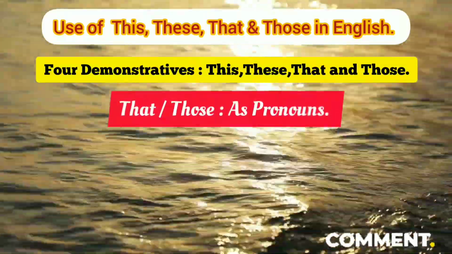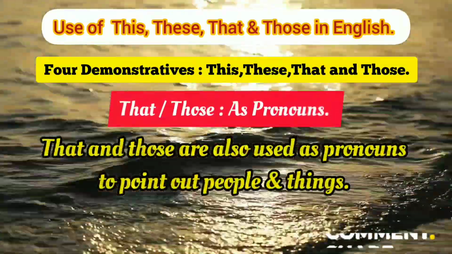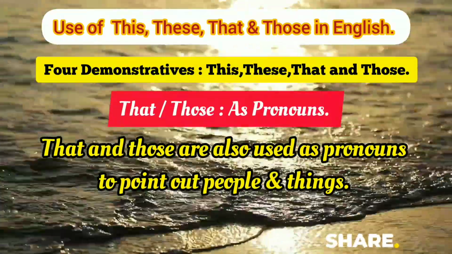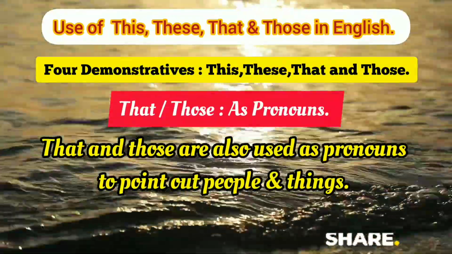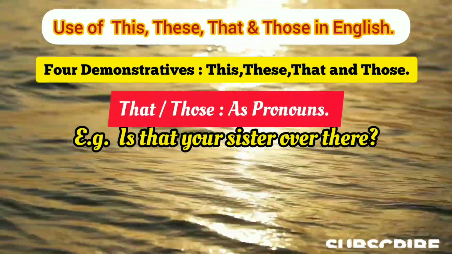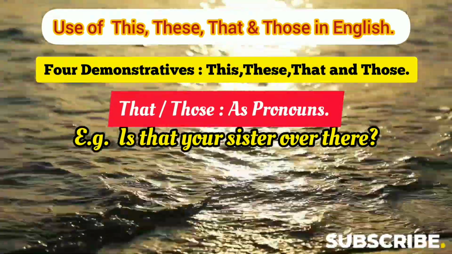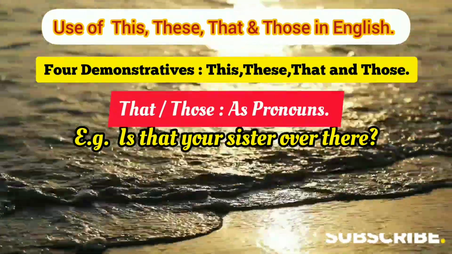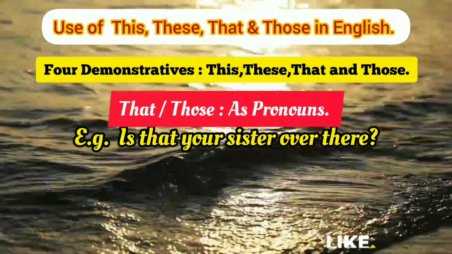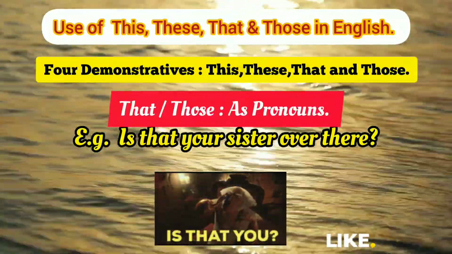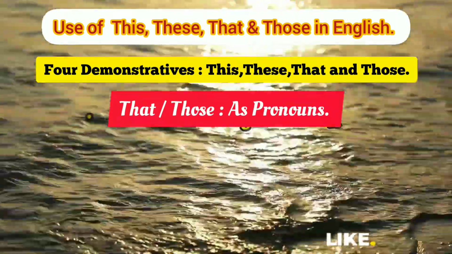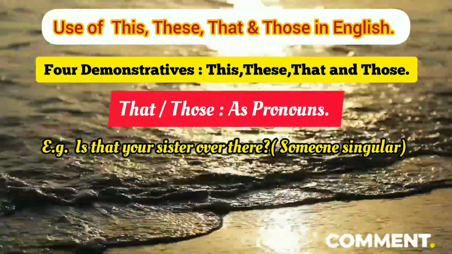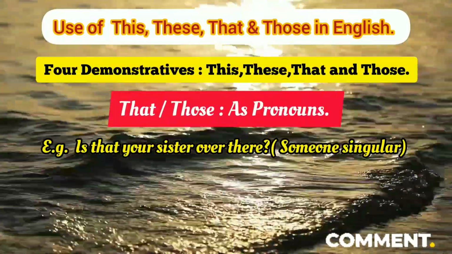We can also use that and those as pronouns. As you see, that and those are also used as pronouns to point out people and things. So we can use them as pronouns also to point out people and things. As you see, the first example, is that your sister over there? I'm pointing towards a lady. Maybe she's standing away, slightly at some distance away. So that's why I'm using that. Is that your sister over there? I'm pointing out towards this particular lady because the person is standing away, perhaps. So that's why I'm using that. And as you know, it is used to talk about something which is slightly away from us.